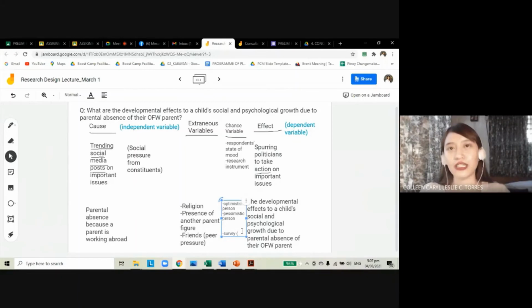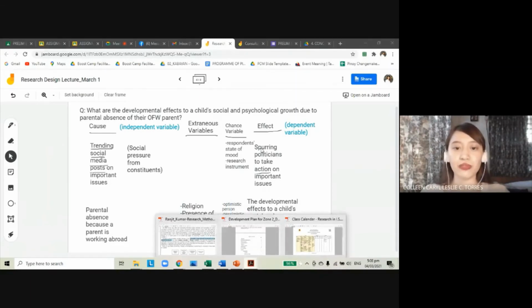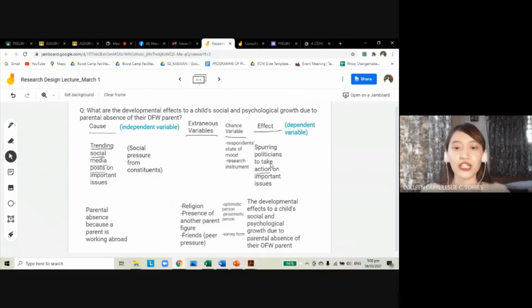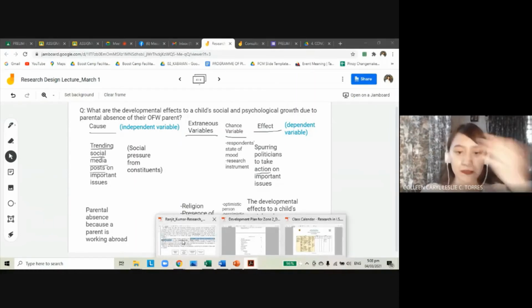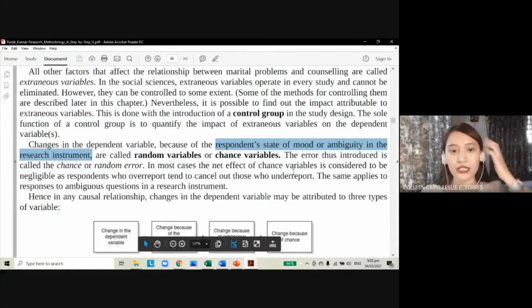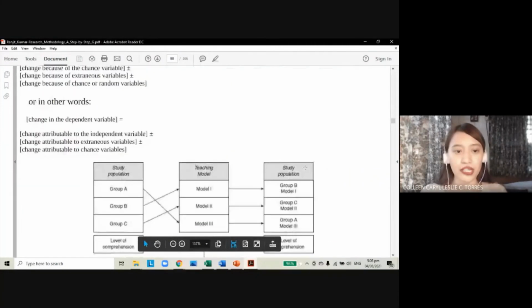Dili bitaw klaro ang iyang pagtubag. So kung sayop ang survey form, mao na siya chance variable. Kay kung dili mao ang imong gigamit nga tool sa pagkuha sa information, makaapekto na siya sa results sa study. So mao lang na ang gipasabot sa chance variable o extraneous variables. And it's important to determine this in the research design because in the design it will come out na. So let's discuss further some important aspects here.